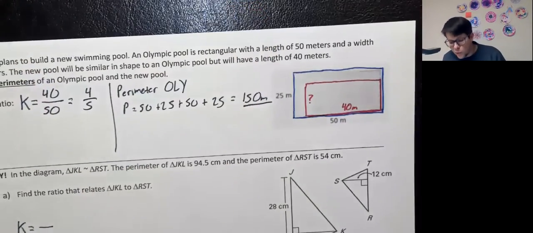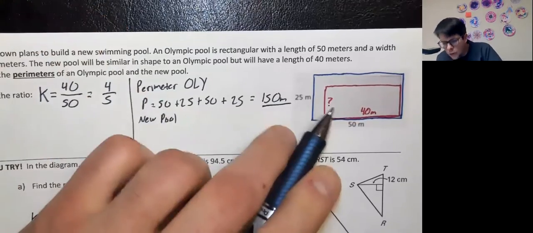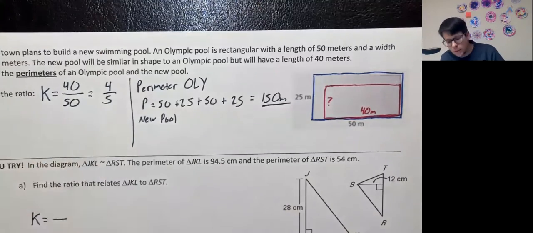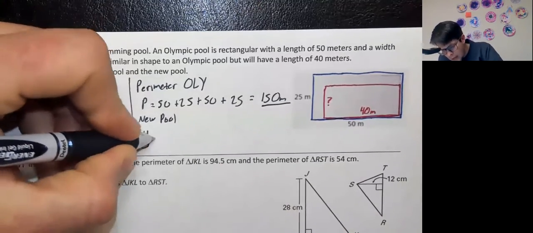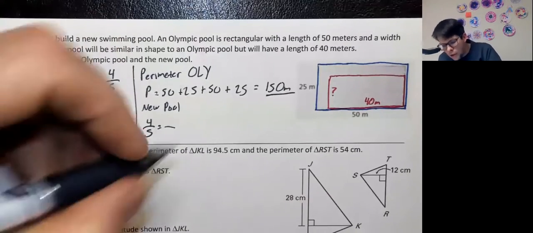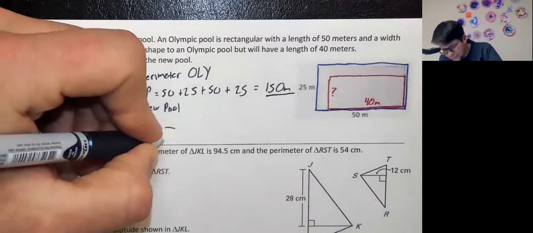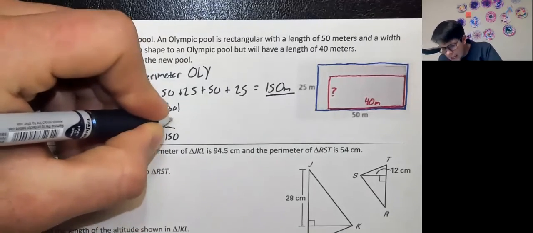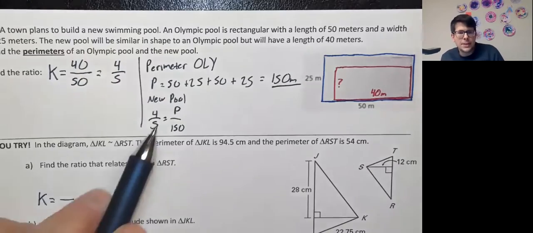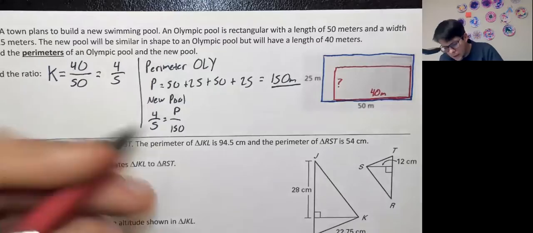Okay, so now if you want to do the new pool, once again, you could find that missing side length and get it that way, but I'm not going to. What I'm going to do is use my scale factor, which is 4/5. And I know that perimeter is proportional to any side lengths. So I'm going to use my 150 meter perimeter that I already had, and use that to find out my new perimeter that I am looking for. This is a simple equation. I can now cross multiply. I'm going to do my 4 times 150 and 5 times p.